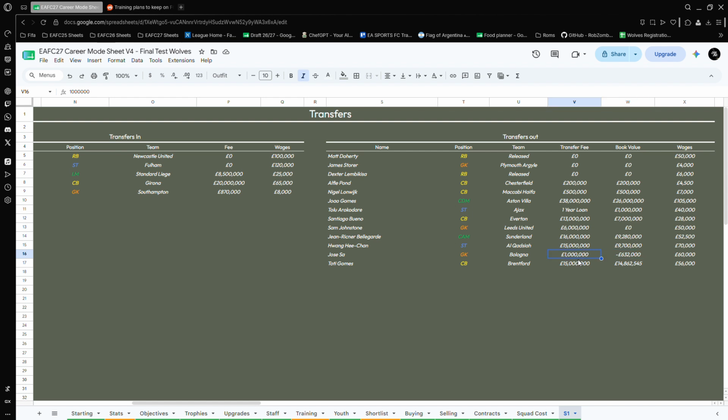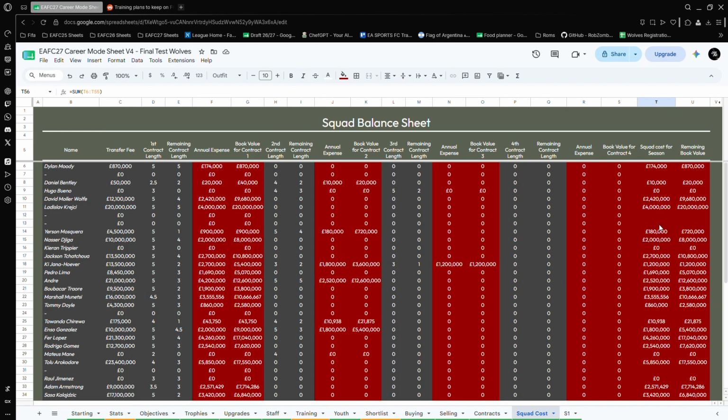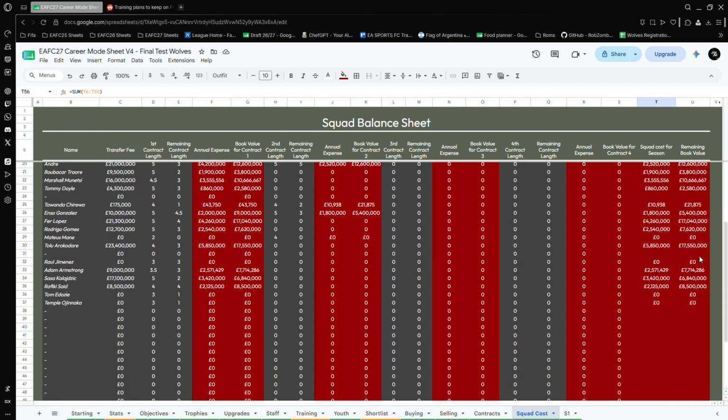I probably should have kept him, but I've saved money because he was on such a high wage. It was a detriment to my book value, like the finances. And I'll show you, it'll make more sense with the finances when I show you that. So now when you do the transfers out, you put the actual full transfer fee, but you've also got to put the book value. And like I said, it's just the transfer fee minus what the remaining book value is on the right-hand side here of the player.